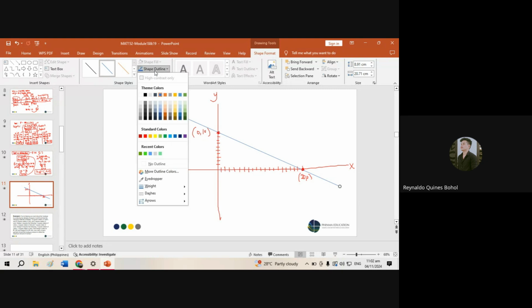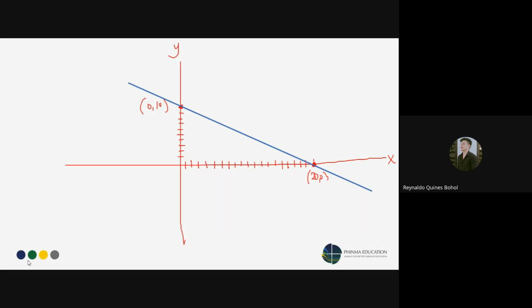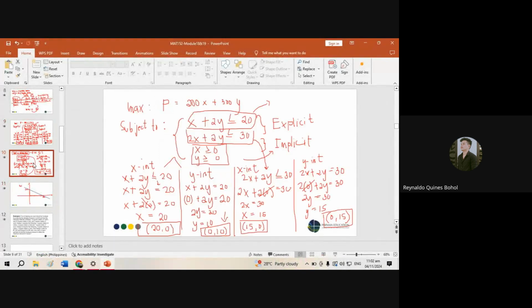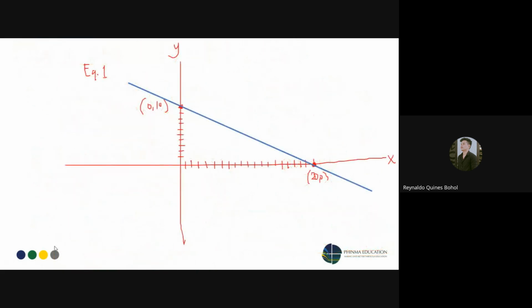Okay. Wait. Tatabayin natin ng content. Okay. That is our equation 1. Let's move on to equation number 2. Equation number 2, the coordinates are the following, 15, 0, and 0, 15. Okay, 15, 0, and 0, 15.